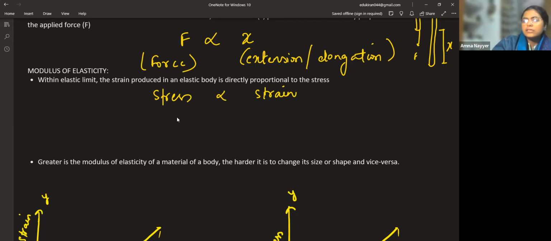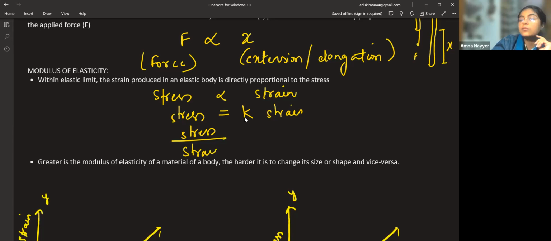All right. Now see, I have told you several times that in mathematics, whenever you have to remove the proportionality sign, we put an equal to with a constant. So, if I bring this strain in the denominator, I'll have stress divided by strain is equal to a constant. Here, the constant is known as modulus of elasticity.